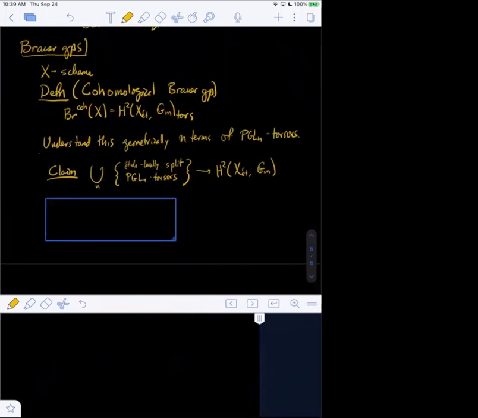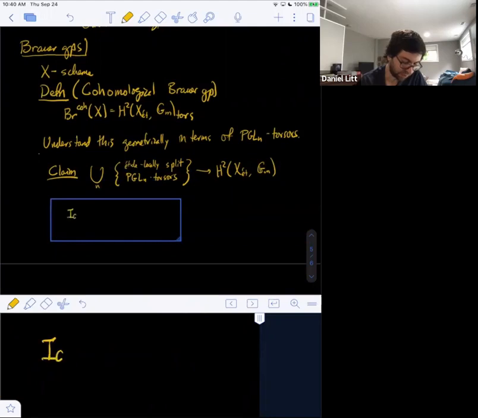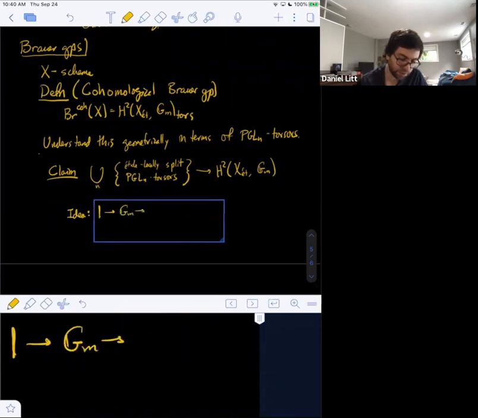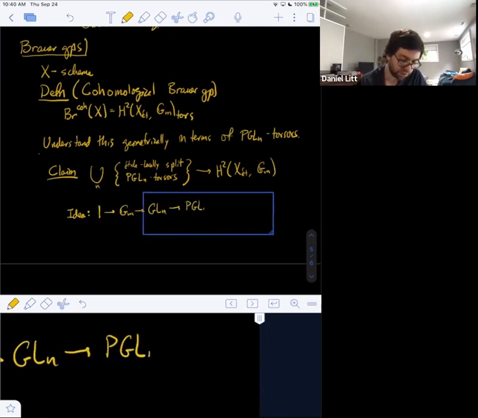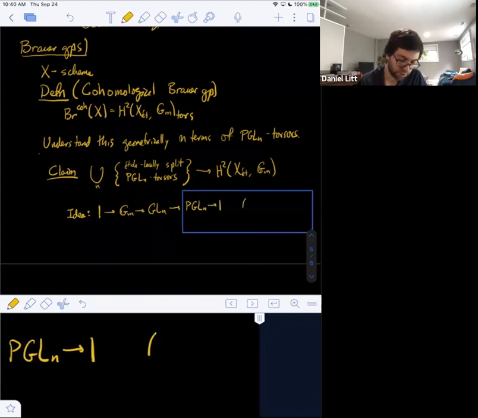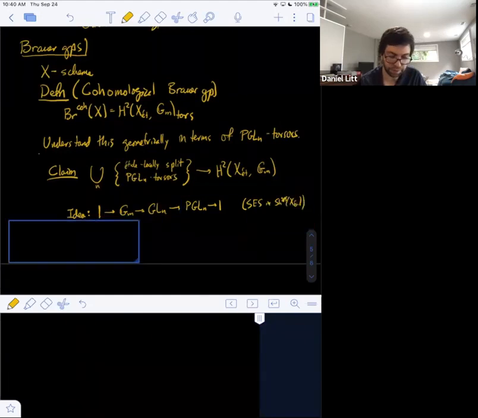I guess there's an exact sequence, GM to GON to PGON. Yeah, so that's the sort of idea, and then we're going to have to think a little bit to make that rigorous. So the idea is that there's a short exact sequence of sheaves of groups, GM to GLN to PGLN to 1. So this is a short exact sequence in sheaves of groups on X Etale. It's not obviously exact. It's not obviously right exact. Can anyone tell me why it is?